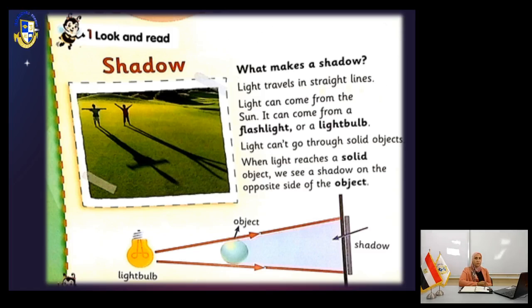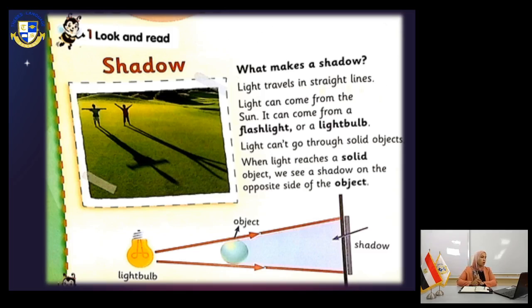Let's read about it again. What makes a shadow? Light travels in a straight line. The light travels this way, like this, in a straight line. Light can come from the sun. It can come from a flashlight or a light bulb. So the light comes from different places, whether from the sun, a flashlight, or a light bulb. Light can't go through solid objects.